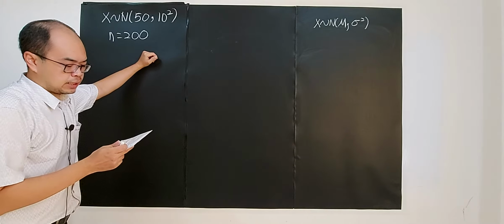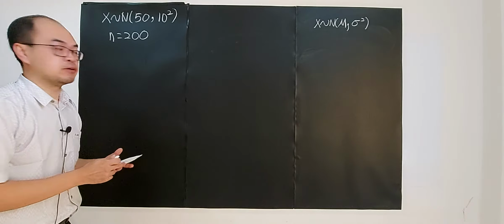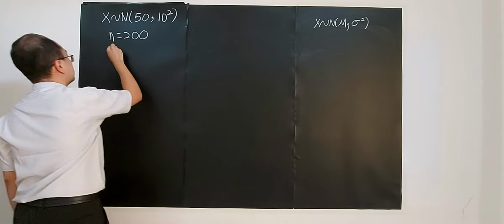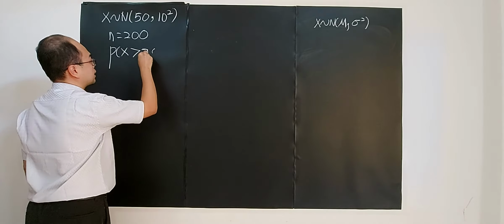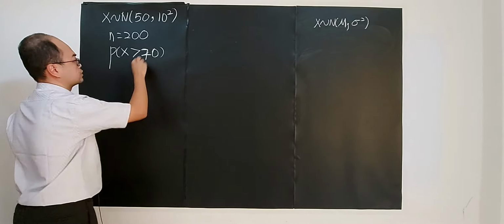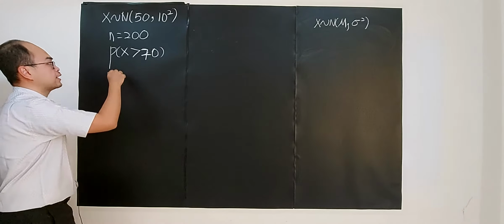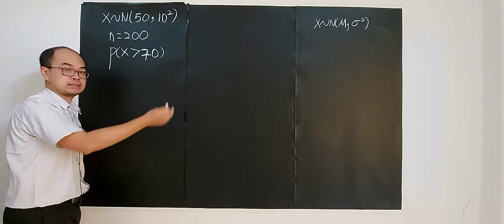So they say that 70 marks and above is considered as excellent. 70 marks and above, right? Considered as excellent. So we have to calculate the probability. The probability here is the percentage actually.